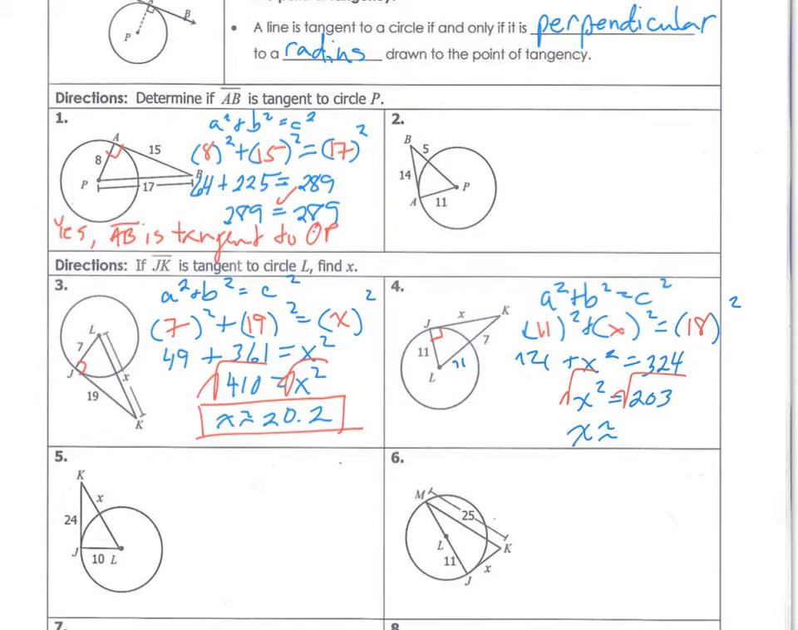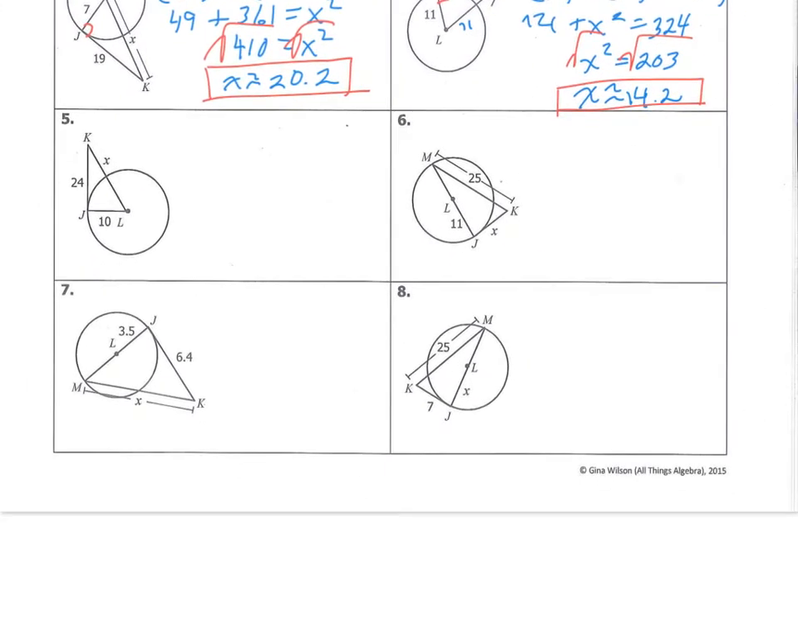Round to 1 decimal place, what do you get for x? 14.2. Alright, so you might want to star that, because that's one that'll trip you up easily if you forget that all the radii are the same. So I would highlight that or something, because it's a harder one.